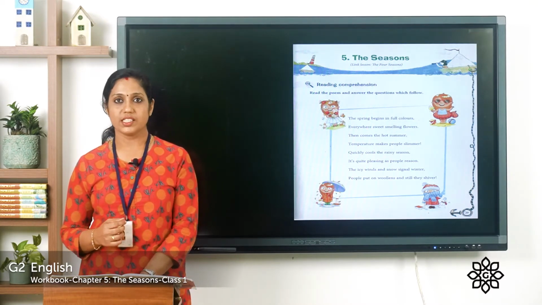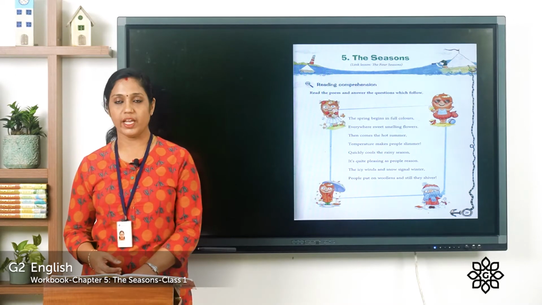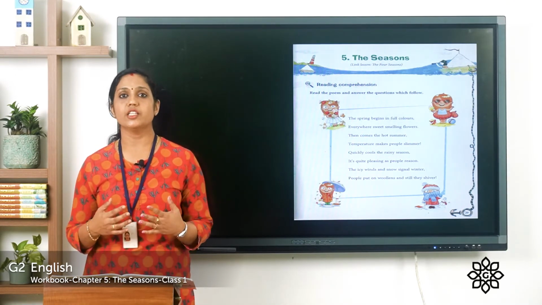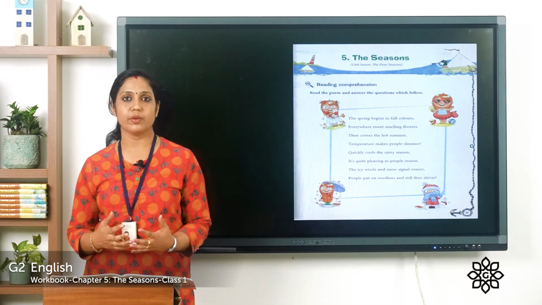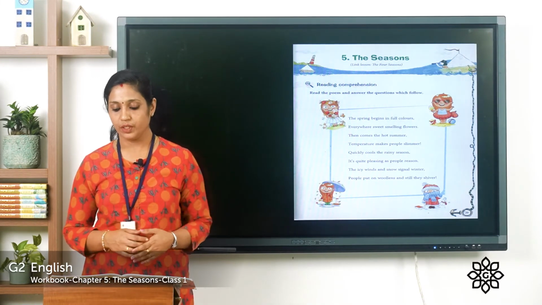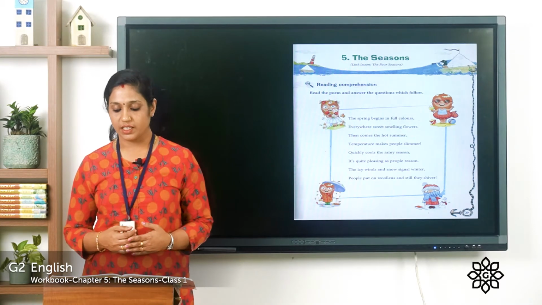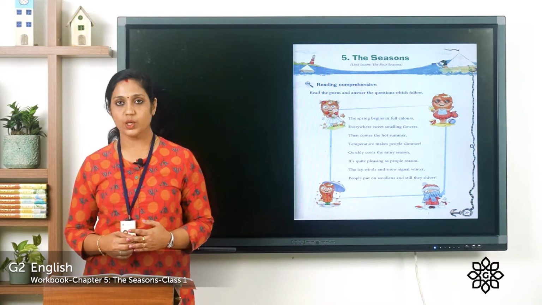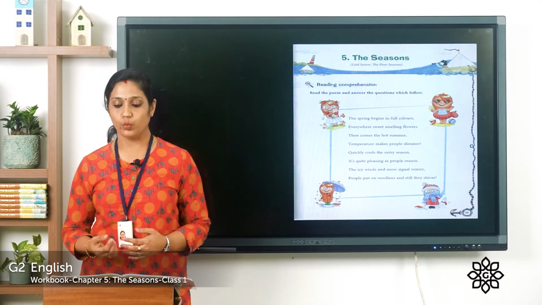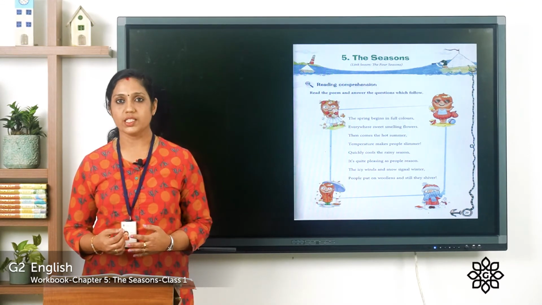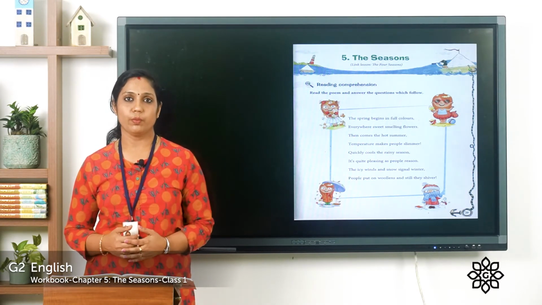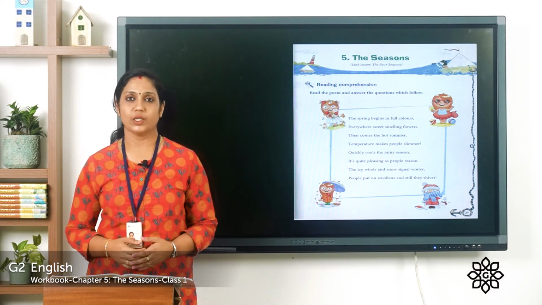Then comes the hot summer. Temperature makes people slimmer. So after the spring season comes the summer season, and it's so hot in the summer season, and that makes the people look slimmer. Quickly cools the rainy season. It's quite pleasing as people reason. The icy winds and snow signal winter. People put on woolens and still they shiver. So this is all about the poem. You can read the poem 2 times and let's answer the questions.